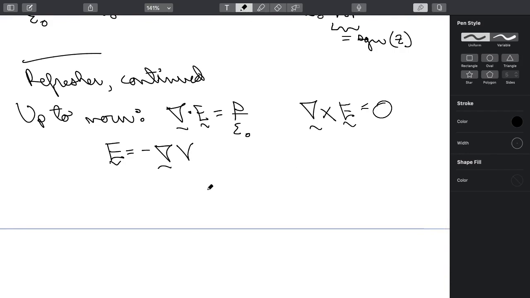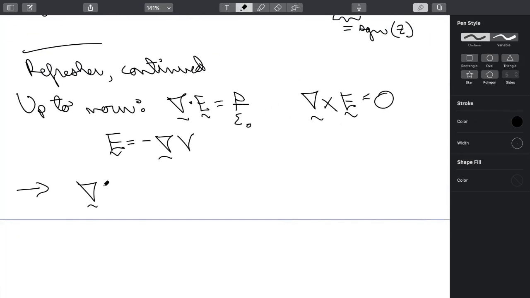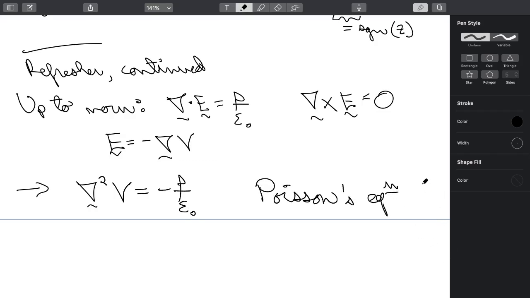Okay? So essentially, an immediate consequence of this is that we can write another equation for the potential, namely the Laplacian acting on the potential is equal to minus rho over epsilon 0. Okay? And this is Poisson's equation. Poisson's equation, number 2.49. Okay?